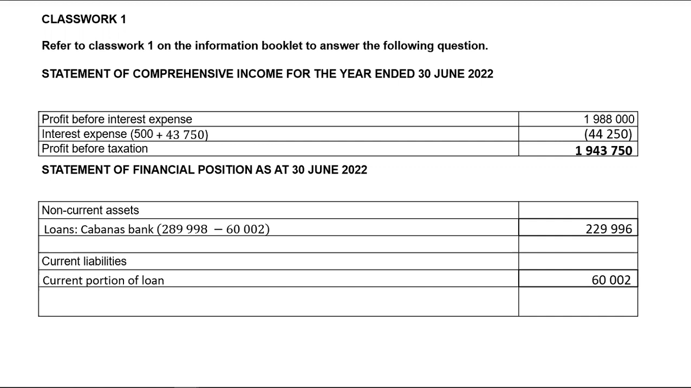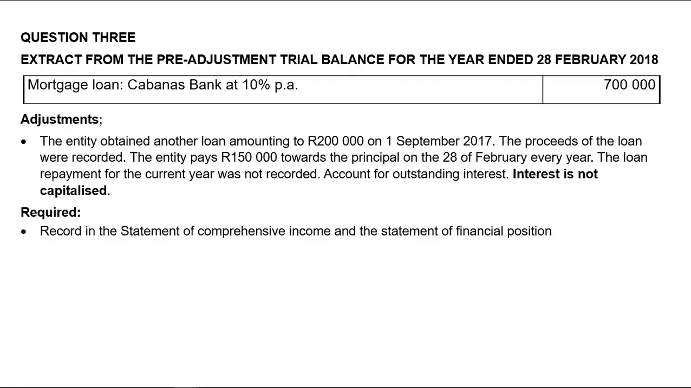All right, let's check the next question. In this question, please note that interest is not capitalized. Just write it next to question 3 there, that interest is not capitalized. So it's not added to the capital amount. They gave you an extract from the pre-adjustment trial balance for the year ended 28 February 2018.